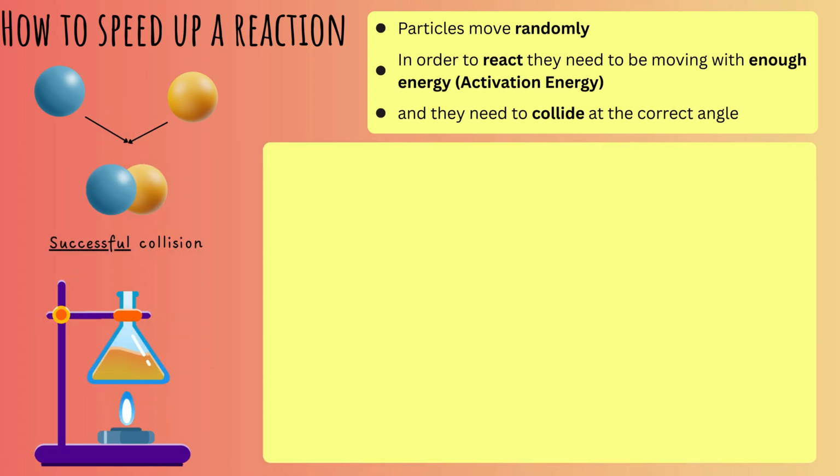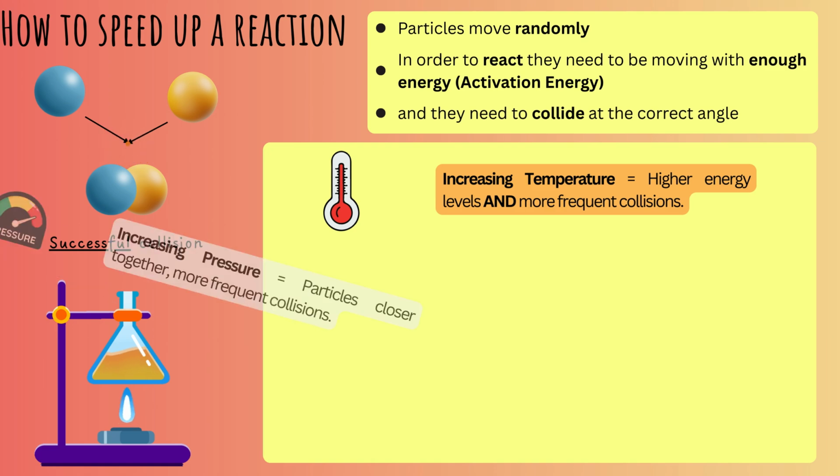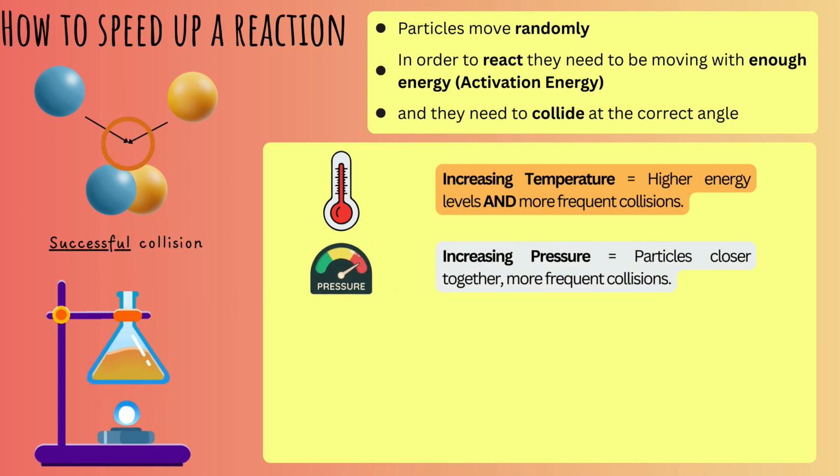The first thing we could do is increase the temperature. This gives particles a higher energy level and more frequent collisions as they become more excited. We can also increase the pressure. By pushing the particles closer together, we get more frequent collisions, so more chance of a successful collision.